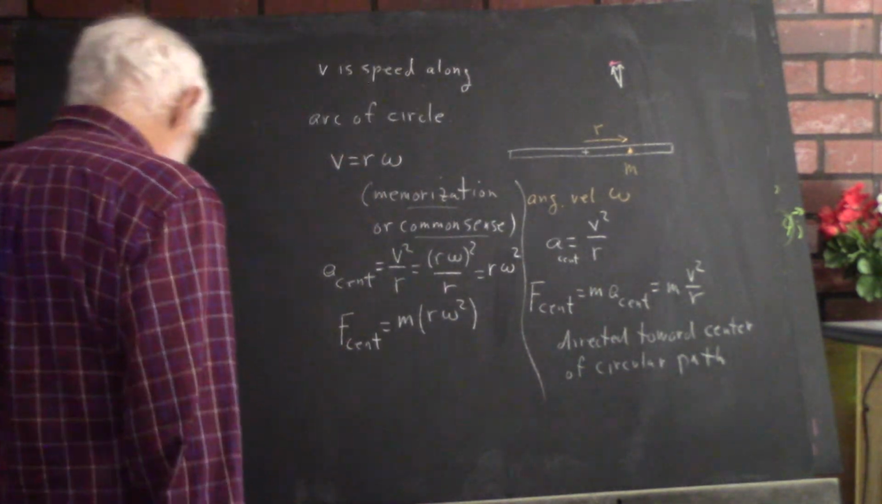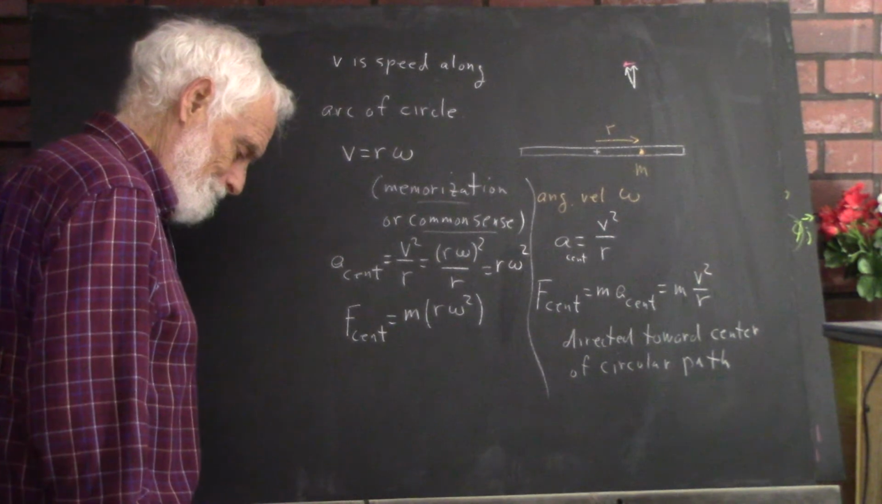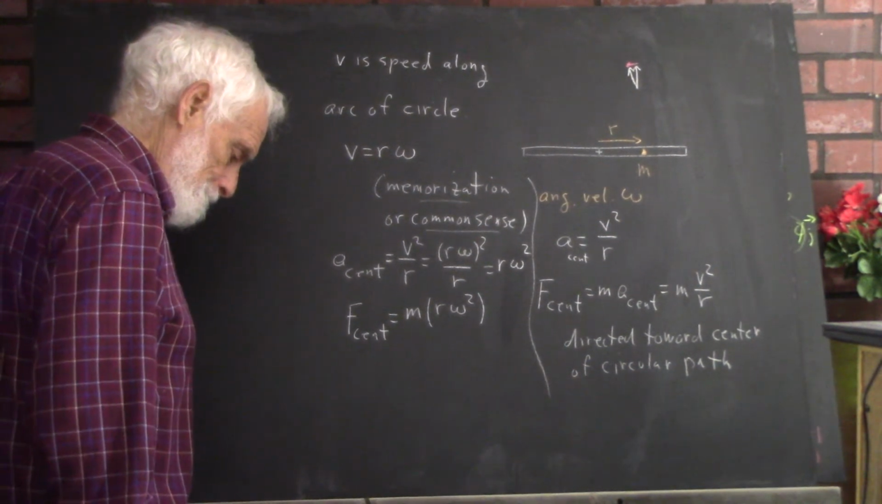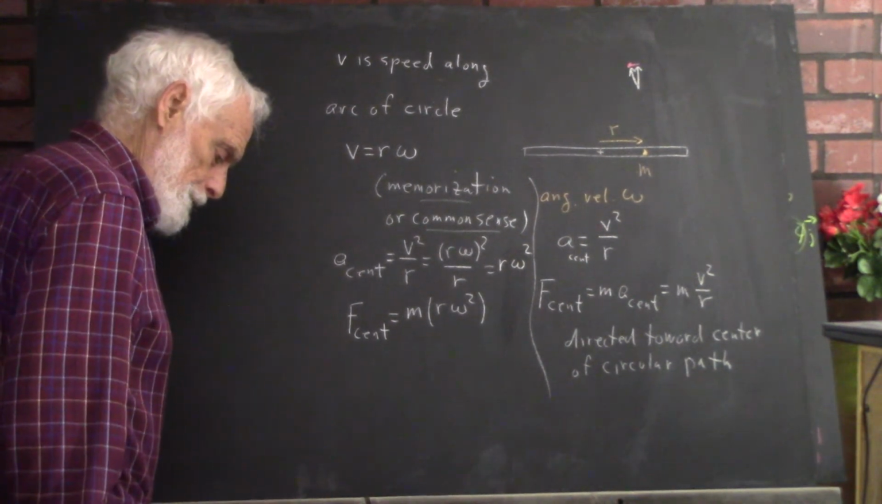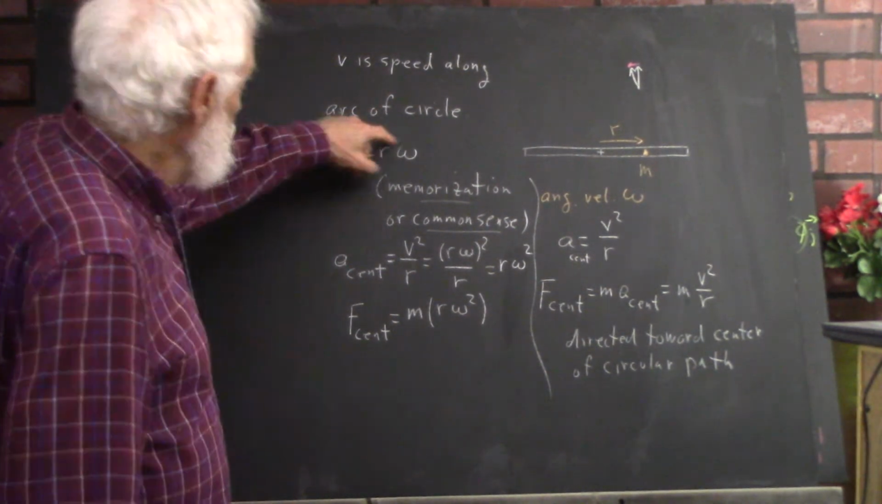Okay. This thing seems to have slid off. Let's straighten up the board a little bit. It's probably up crooked now. That's okay. Okay, v is r omega, anyhow.